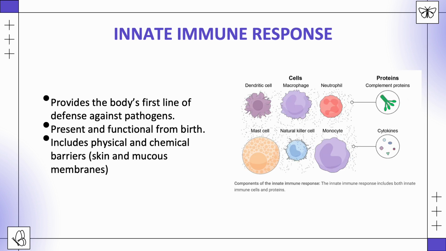Okay, the innate immune response. It provides the body's first line of defense against pathogens. It is present and functional from birth, and it includes physical and chemical barriers like the skin and the mucous membranes. The innate immune cells have receptors that will bind to many different types of pathogens, but it cannot distinguish between specific types.